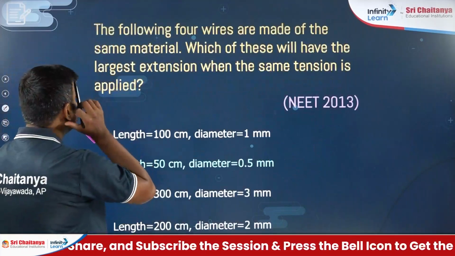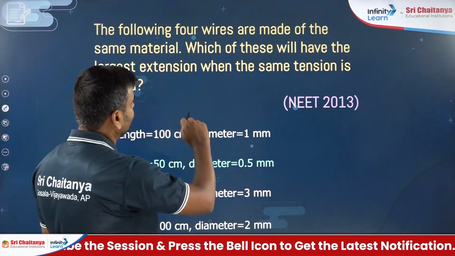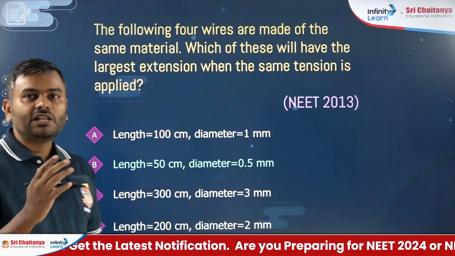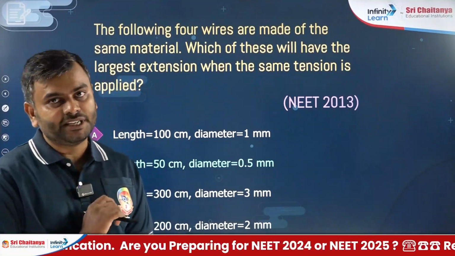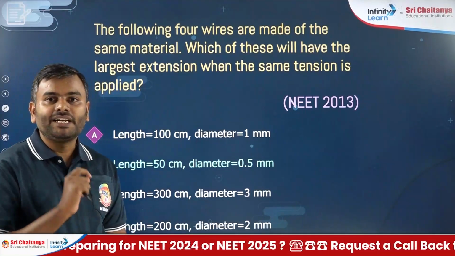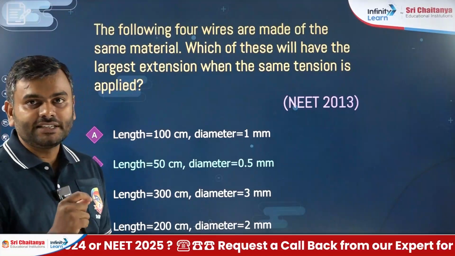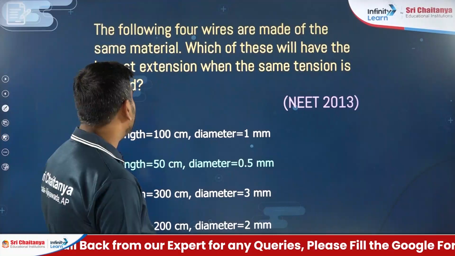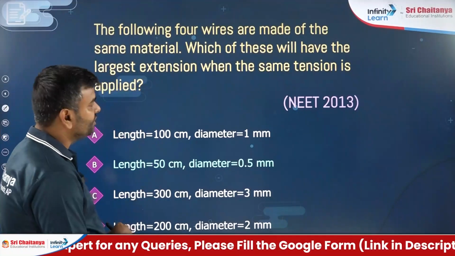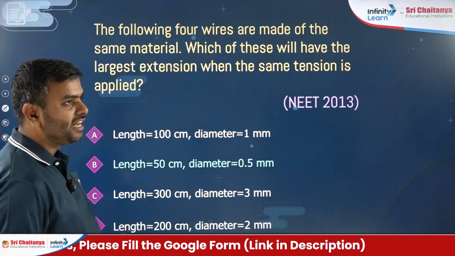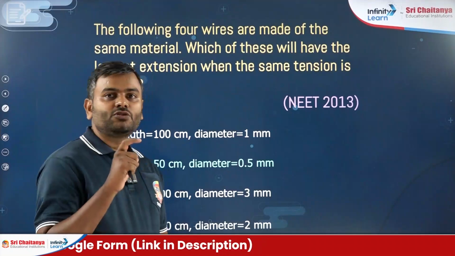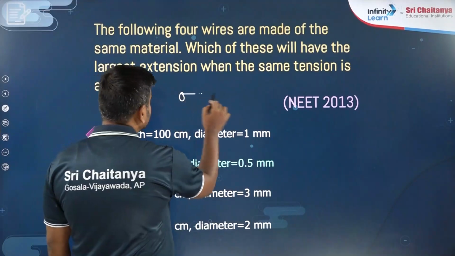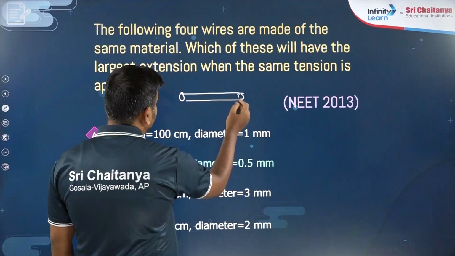Here they have given 4 wires. The following 4 wires are made of same material. So we have 4 wires and all the 4 wires are made up of same material. When they are made up of same material, it means their Young's modulus of elasticity will be taken constant. Which of these will have the largest extension when the same tension is applied? So again you can see that to each wire we are applying the same tension. Okay, so if we take this wire, this wire is having what?